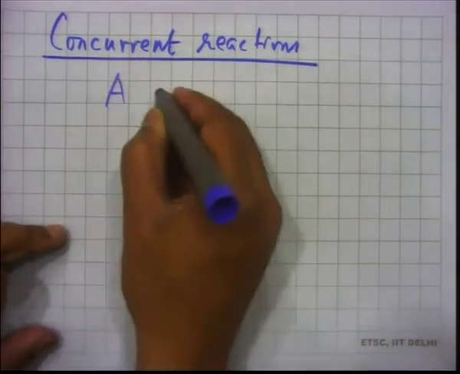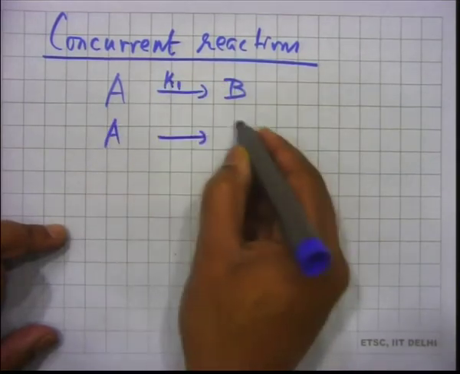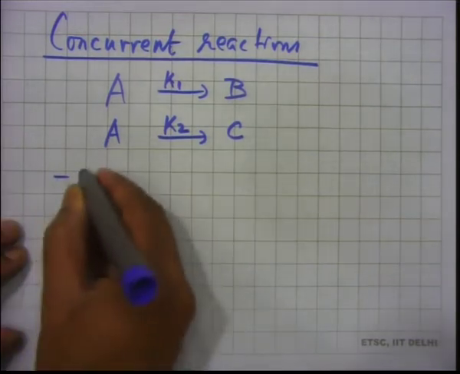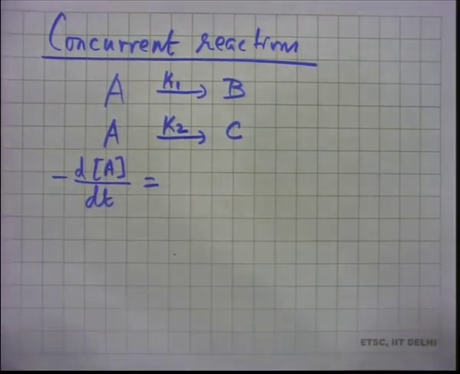So, A going to B, and then A going to C, through K1 and K2. Now, I am writing a single-headed arrow, so I am not considering B going back to A and C going back to A. It is just this. And here let us try to write this quickly. What is minus dA dt? Let us treat this as an exercise for you to practice writing expressions like rates of reaction. So, minus dA dt is the rate of reaction.